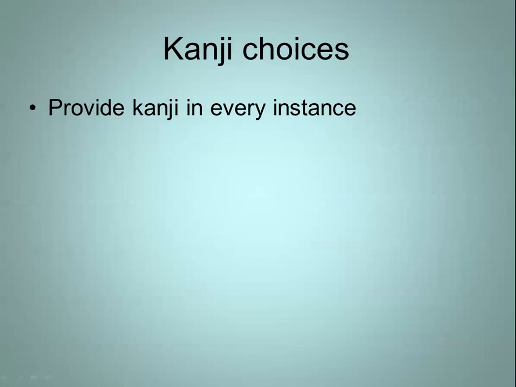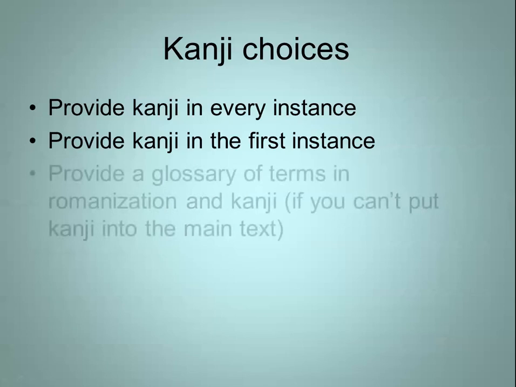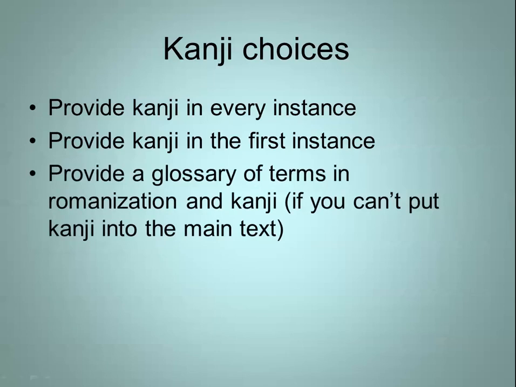So you have a choice. You can provide kanji in every instance. You could provide kanji in the first instance and then subsequently not, subsequently only providing the word in romanization, whatever that word may be. A third choice would be to provide a glossary of terms in romanization and kanji. And Webb mentions this also if you can't put the kanji into the main text.